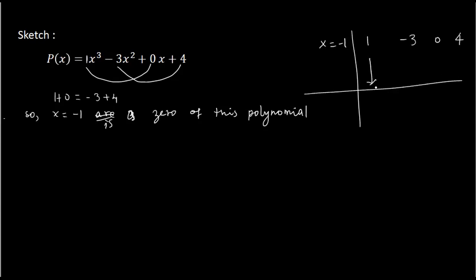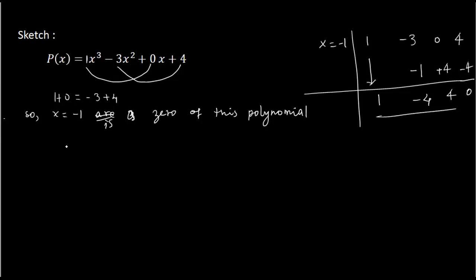So write 1 as it is. 1 into -1 is -1. Add this, so we get -4. -4 into -1 is basically plus 4. Add them, we get 4. 4 into -1 is -4. This sum is 0 as expected.